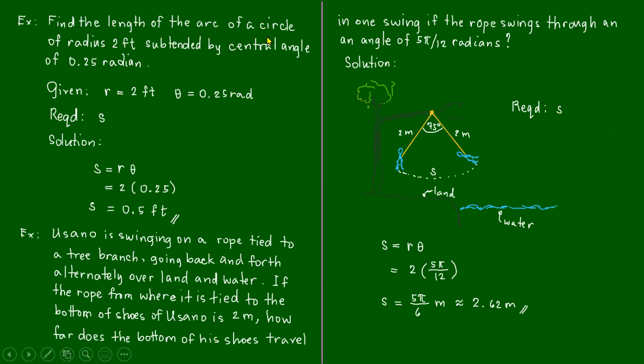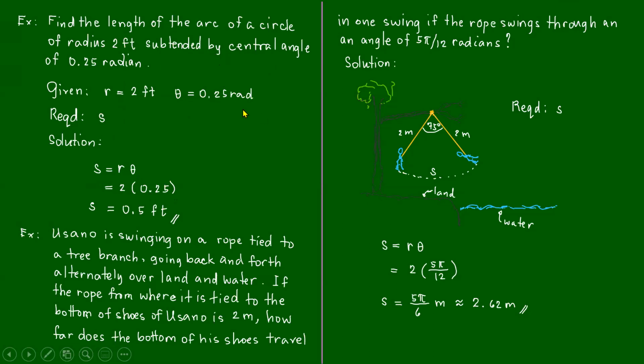Find the length of the arc of a circle of radius 2 feet subtended by a central angle of 0.25 radian. So we're given r equals 2 feet, theta equals 0.25 radian. We're asked for the arc length S, the arc subtended by the central angle. How do we find S? S is equal to r theta. So what is r? 2. And then what is theta?